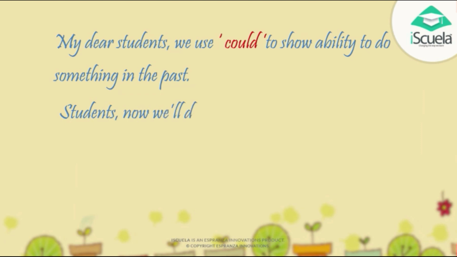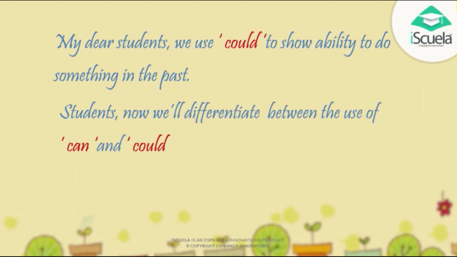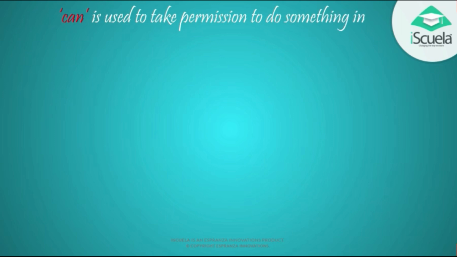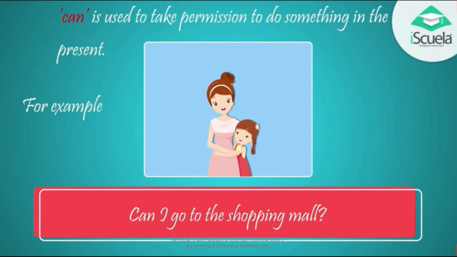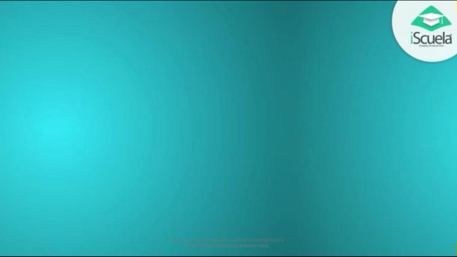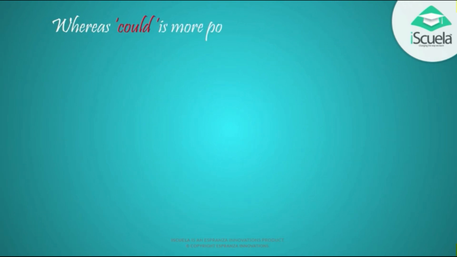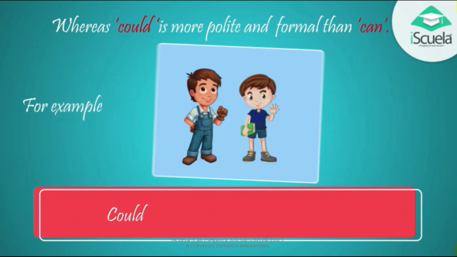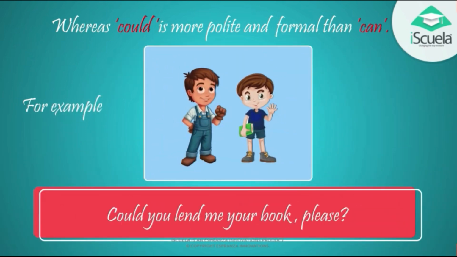Students, now we'll differentiate between the use of can and could. Can is used to take permission to do something in the present. For example, can I go to the shopping mall? Whereas could is more polite and formal than can. For example, could you lend me your book, please?